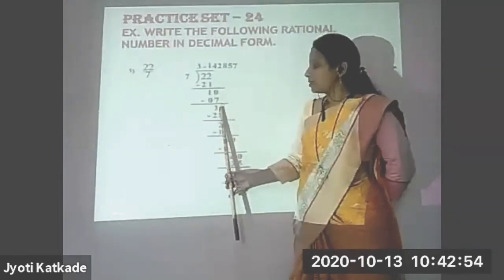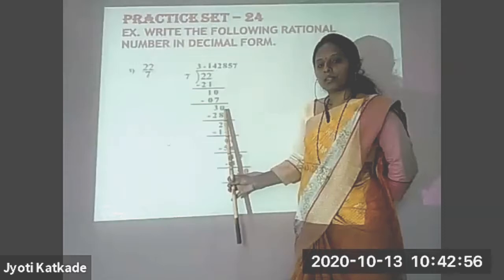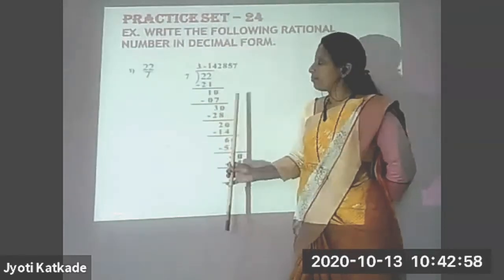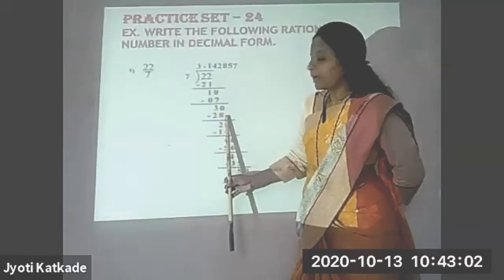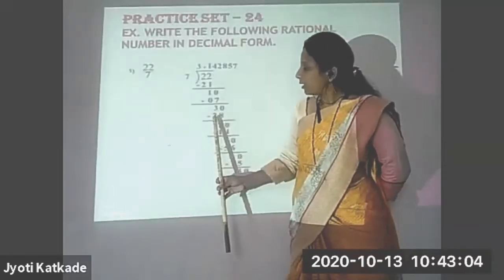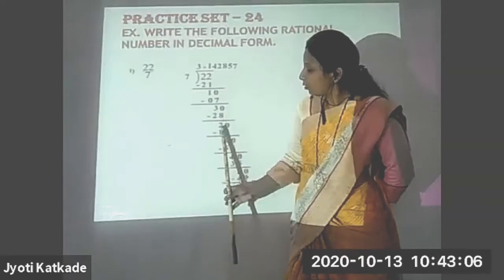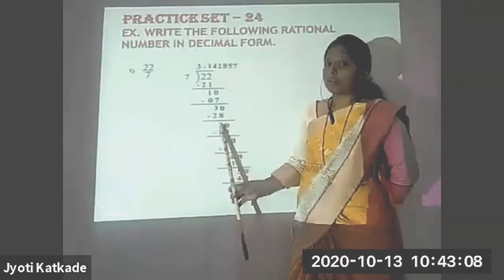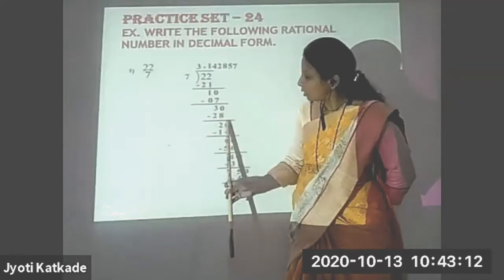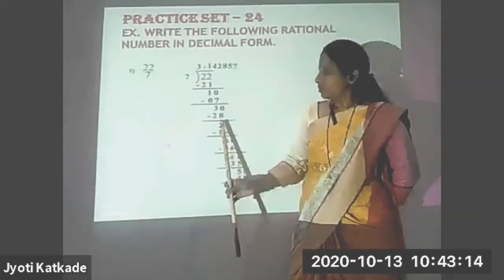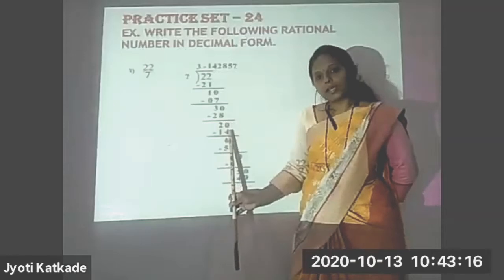Now again take 0 on the 3, there is 30. Now 7 fours are 28. Subtract 28 from this 30, we get 2. And after that, we put 0 on this 2. Now the value here is 20.